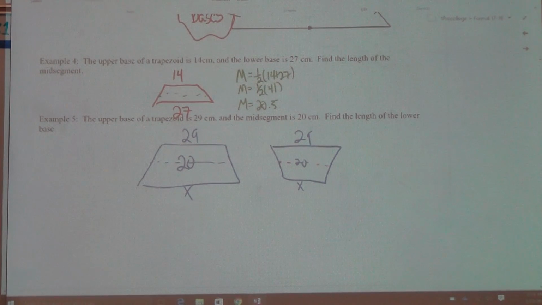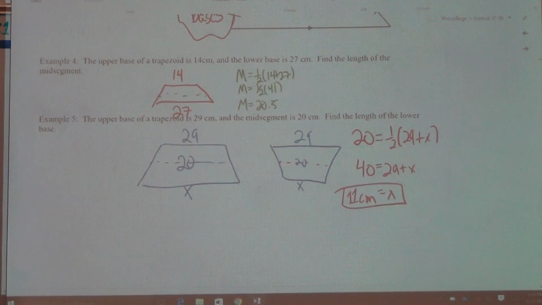Okay, and so in this case, we're going to have that 20 equals 1/2 of 29 plus x. It's going to give us that 40 equals 29 plus x. And then x is 11 centimeters. Pretty good, pretty good. All right, next page.